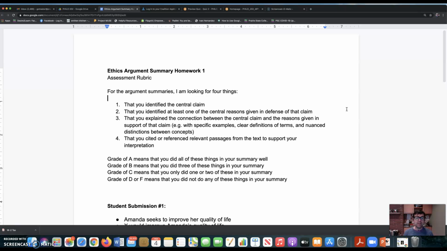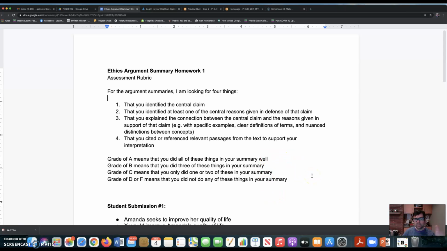So a grade of A means that you did all of those things well in your summary. And there's a spectrum of A minus to full A. Obviously, the difference between those are things maybe we can talk about individually in meetings.